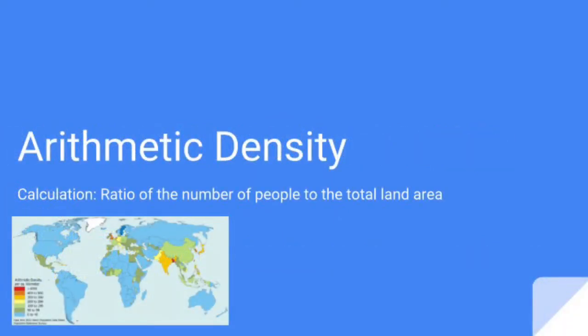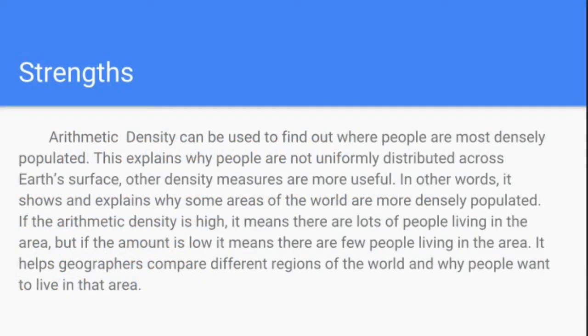For the first type of population density is arithmetic density, and that is the ratio of the number of people to the total land area. Arithmetic density can be used to find out where people are most densely populated. This explains why people are not evenly distributed across Earth's surface. In other words, it shows and explains why some areas of the world are more densely populated.